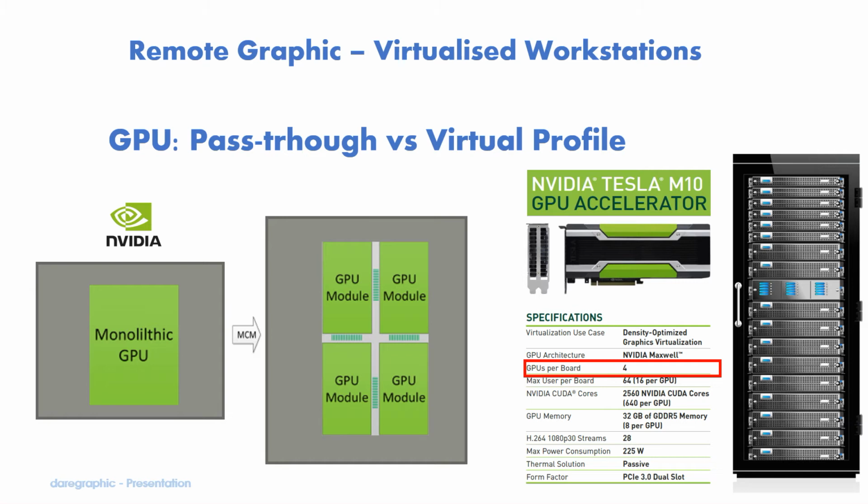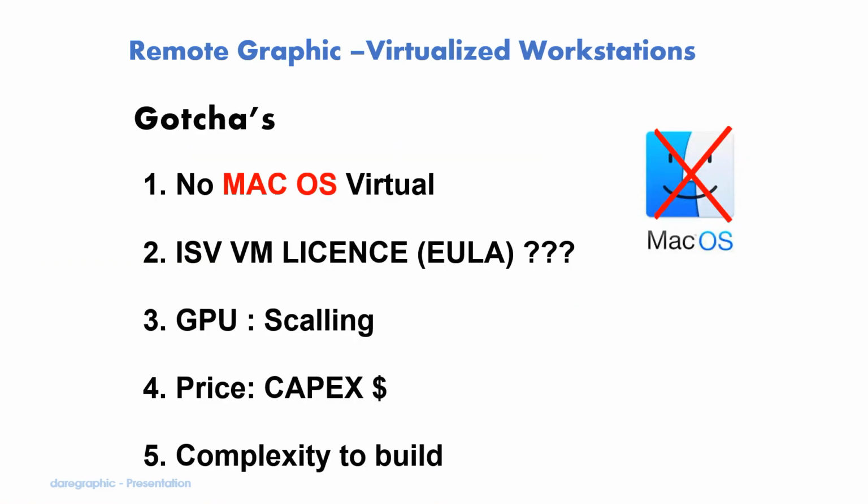And then you could put four users on that same card, and you could put more than one of those cards in a single server. Some can support two, some can support four of those cards. So then you can have a much higher density per server and thereby save cost.